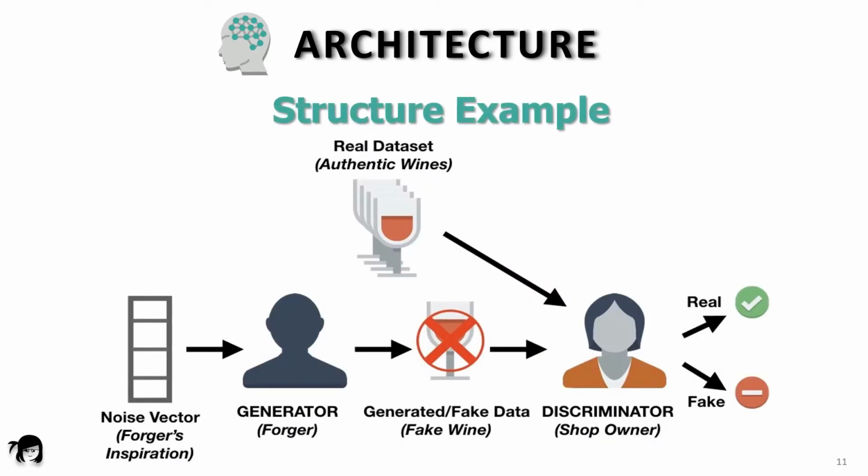Here is an example of the GAN structure. In the example, as we can see, the actual dataset was real wines, and the generator is producing fake wine samples and adding them to the real ones, whereas the discriminator distinguishes among those data to determine which samples are real and which are fake.